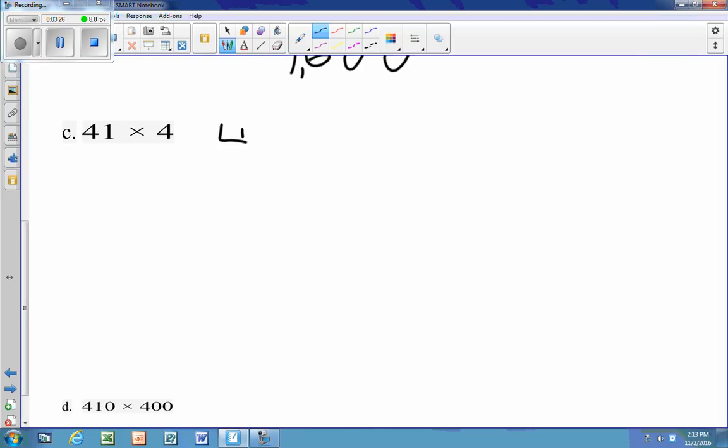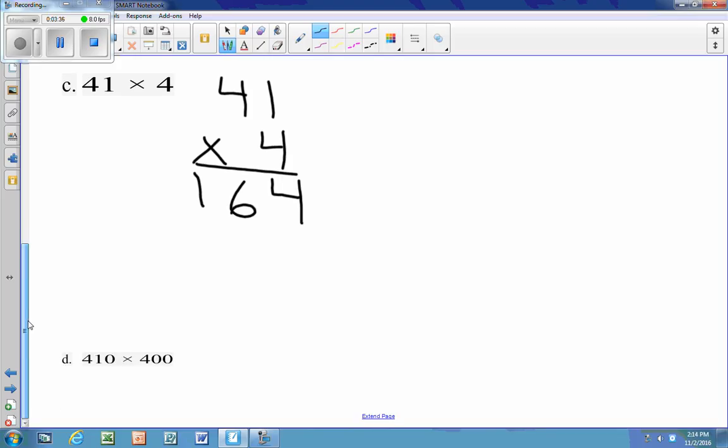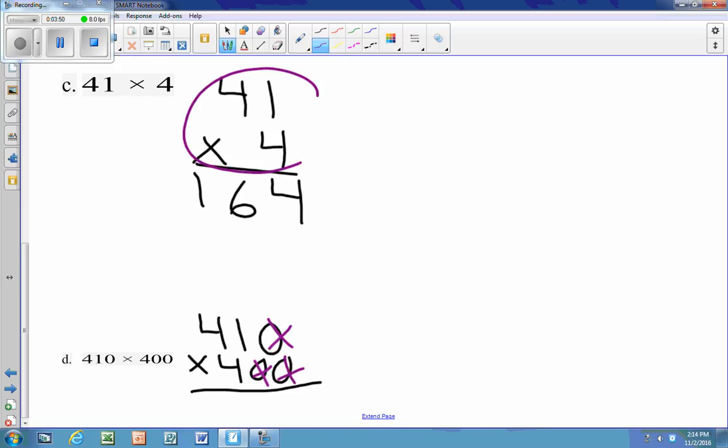Next problem, 41 times 4. In this case, there are no zeros, so I'm just going to multiply. 4 times 1 is 4. 4 times 4 is 16. Next problem down here is 410 times 400. I'm going to ignore my zeros and do 41 times 4, which was right up here, which I know was 164, and put my 3 zeros back in.